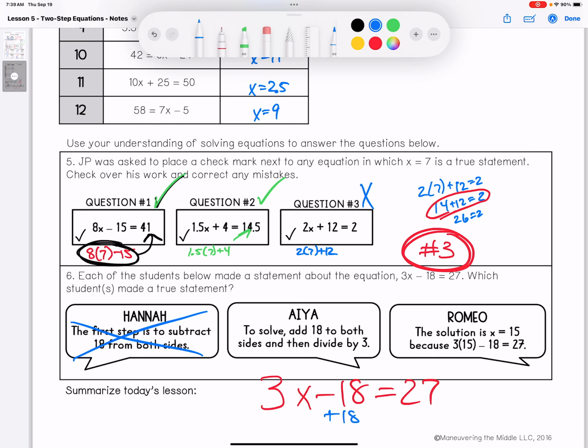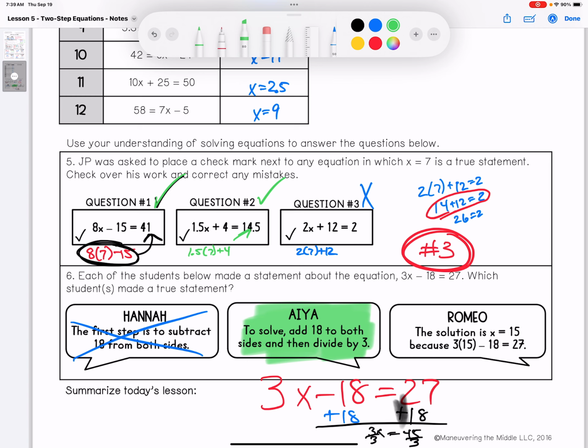Wrong. All right. Aya says to solve, add 18 to both sides, which is what we would do. And then she says divide by 3. That sounds right, but let's work the problem out to see. You'd add 18. You would get 45 equals 3x. And then what would you do? You would divide. Okay, that's what she said you would do. So she is correct.